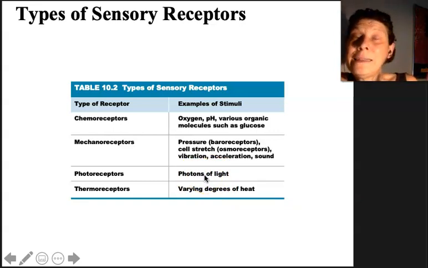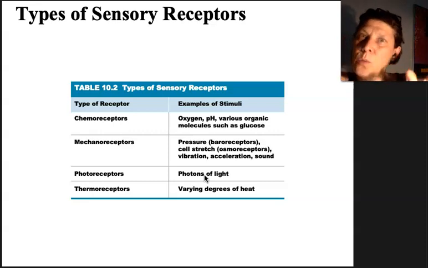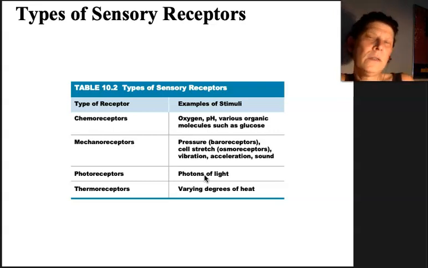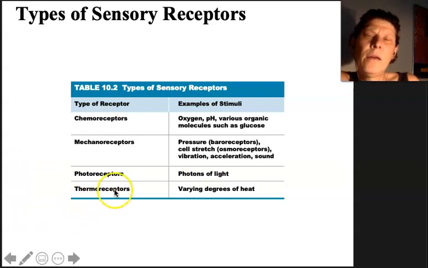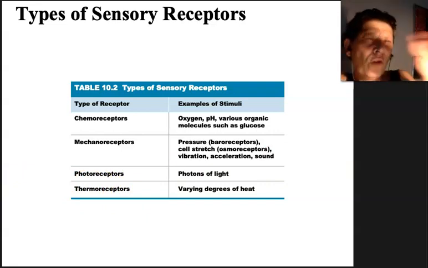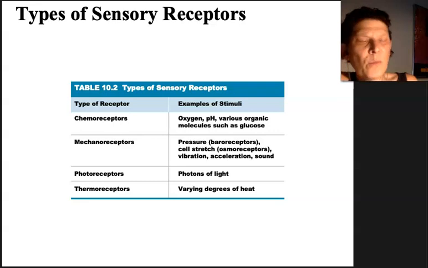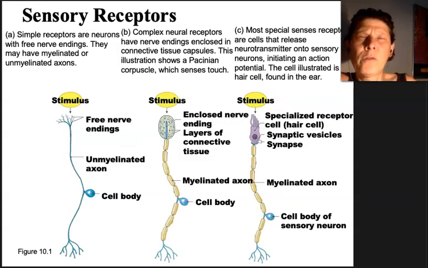visual light and their particular wavelengths from about 350 to about 750 is the visual light spectrum for us. And then another type of receptor, of course, are thermoreceptors. They're all about temperature. They respond to temperature change. It's cold and hot. And within that area, we have multiple subcategories. So table 10.2 gives you a brief overview.